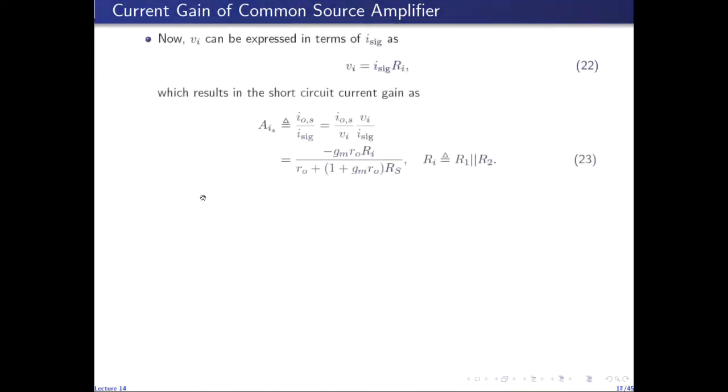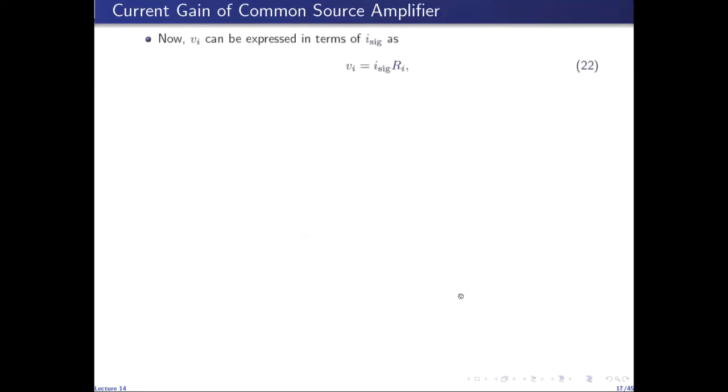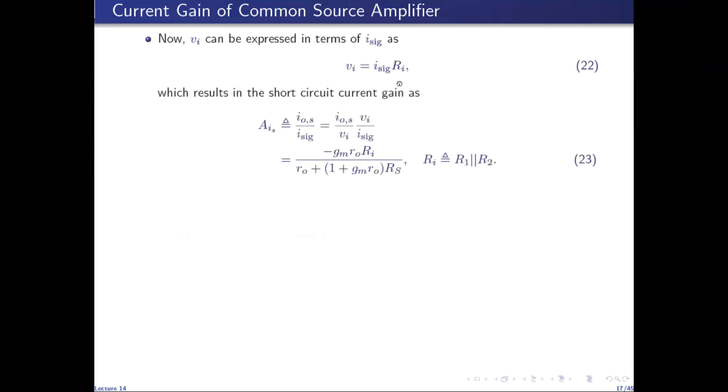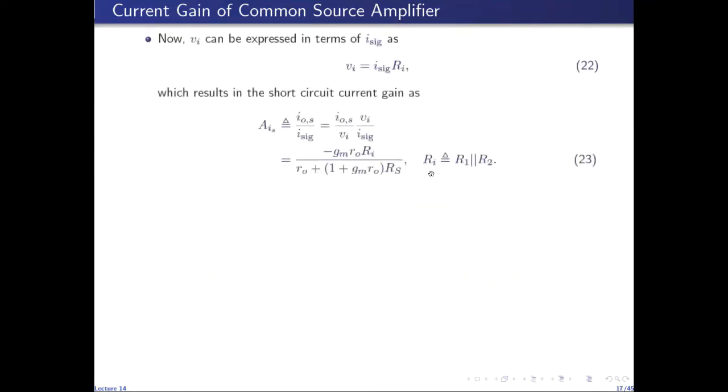So VI by definition is I sig times RI, and the short circuit current gain then becomes IOS over VI into VI over I sig, because this gives us IOS over ISIG. So IOS over VI is this factor, and VI over ISIG is RI. So multiplying this factor with RI gives us the short circuit current gain of the common source amplifier.